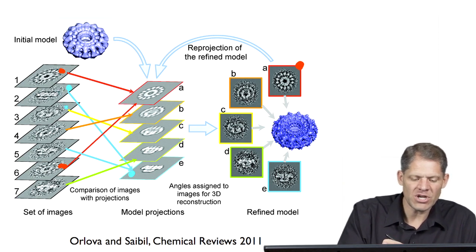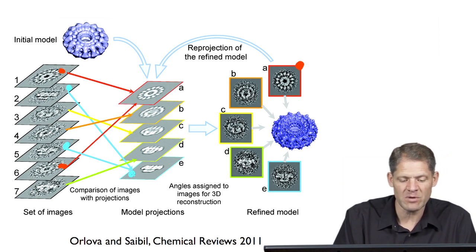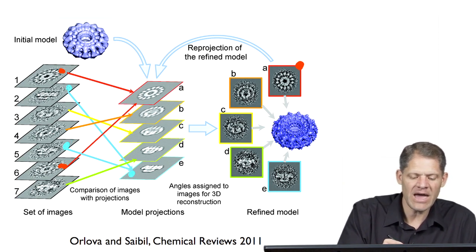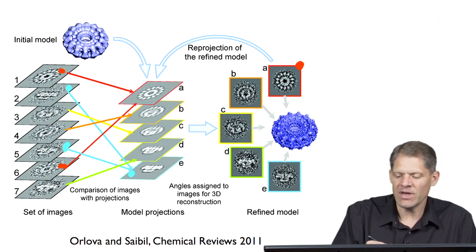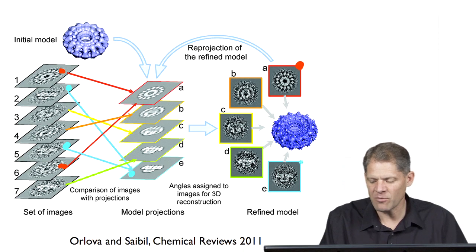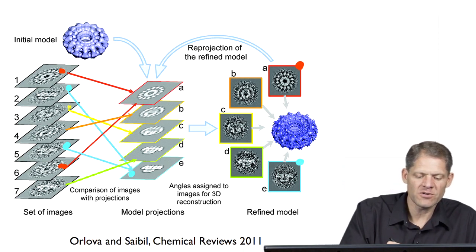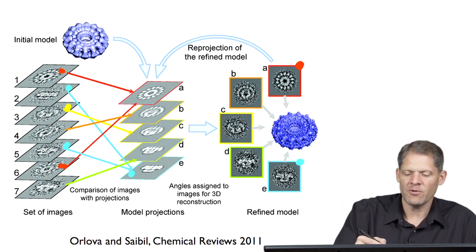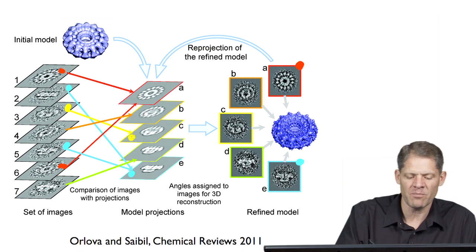And we go through and we check all the experimental images, and in this case they're showing maybe this one also looks very much like that reprojection. So we take that image and this image and we average them together to produce a new class average of the particle, which is represented here. In like fashion, we go to the next experimental image and we check it against all these reprojections and we find that it matches this one the best.